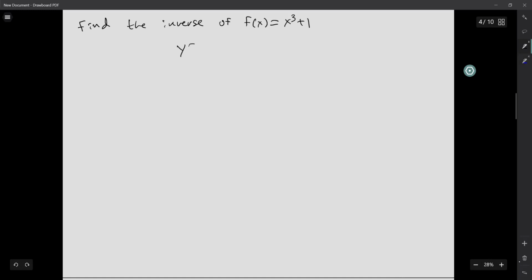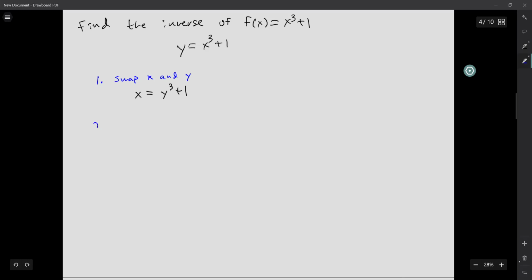We have y equals x cubed plus 1. So step 1: swap x and y. What this step does is ensure that my answer is going to be a function of x that I can deal with, which is something I want if I want to graph them at the same time. So I've got x equals y cubed plus 1.